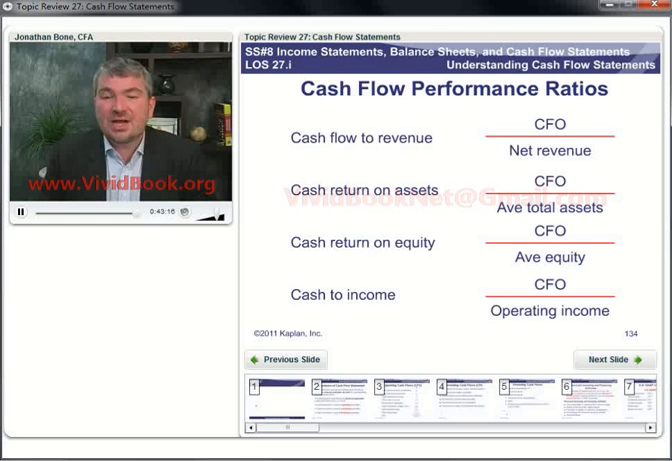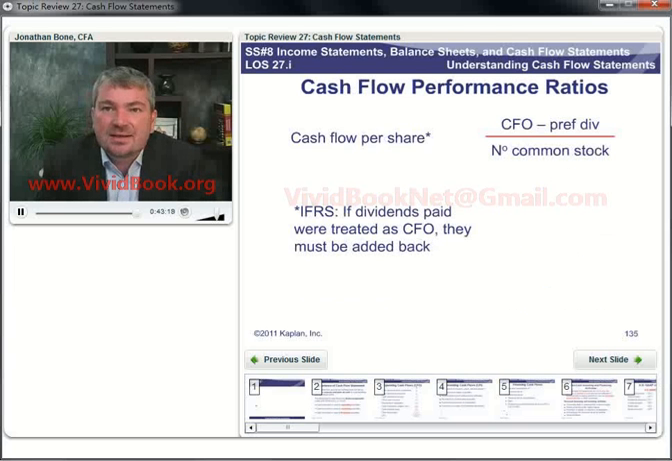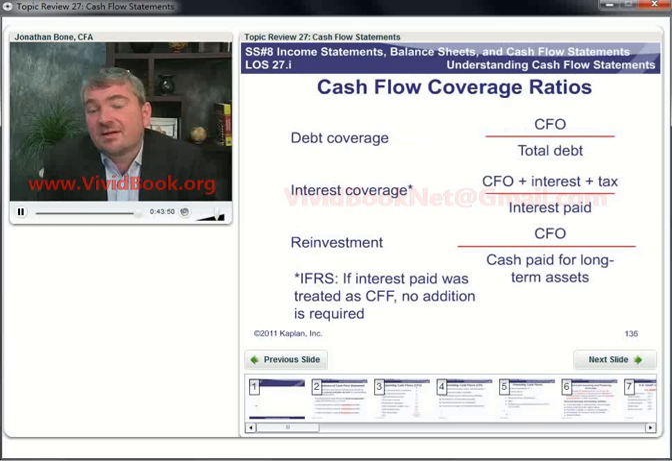Cash flow per share: deduct preference dividends because they must be paid before a common dividend, and then divide it through by the number of common shares. Now notice, of course, under IFRS, potentially dividends paid could have been taken through CFO, and if they were, you would have to add those back. So if they'd gone through CFO, it'd be CFO plus dividends paid minus preference dividend divided by number of common stock.